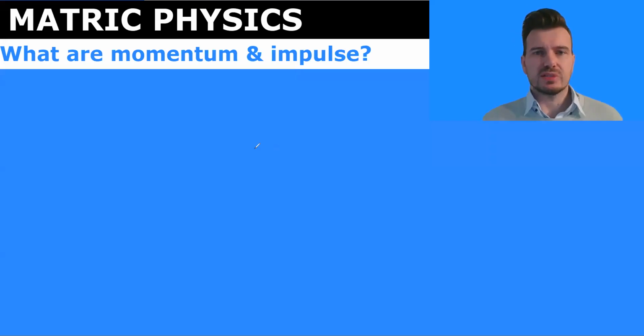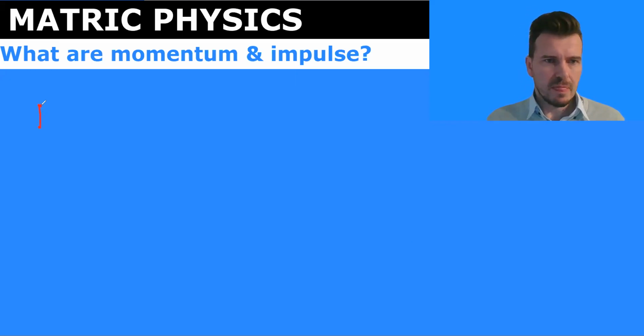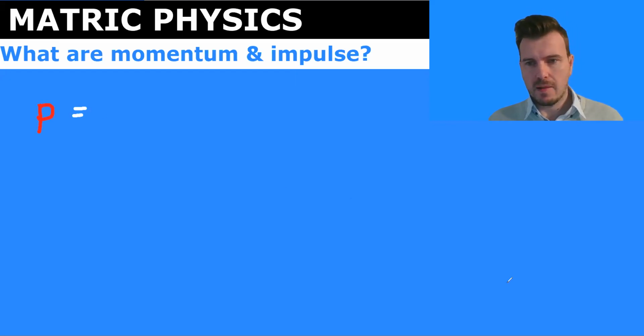Okay, so what is momentum and impulse? So momentum, let's look at the equations first. Momentum is P equals mv.